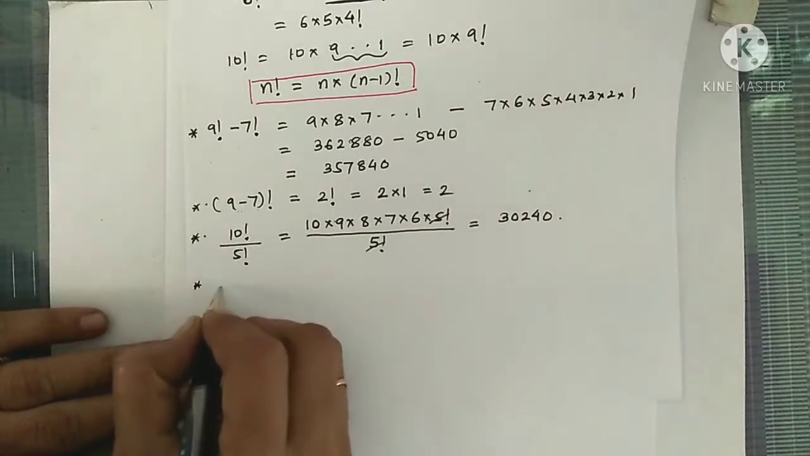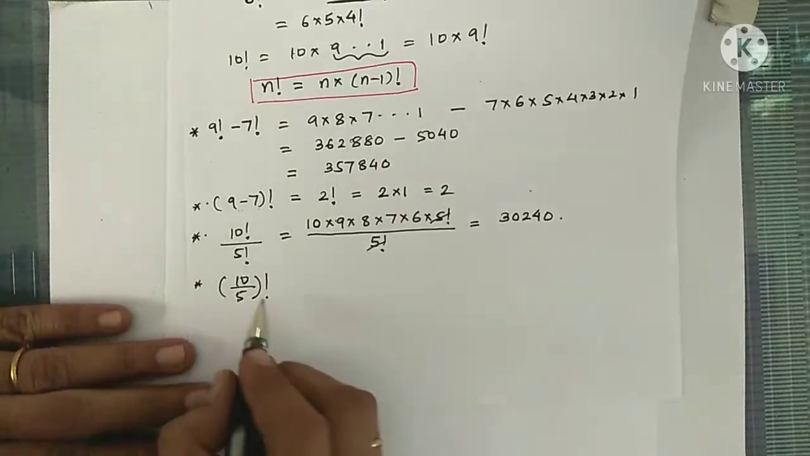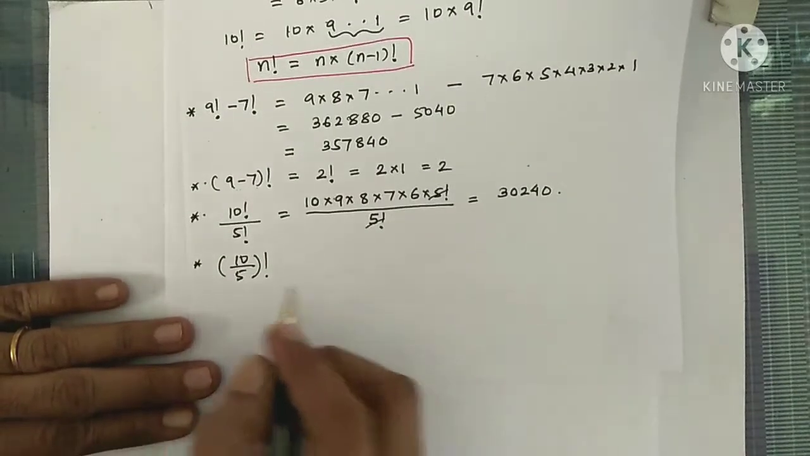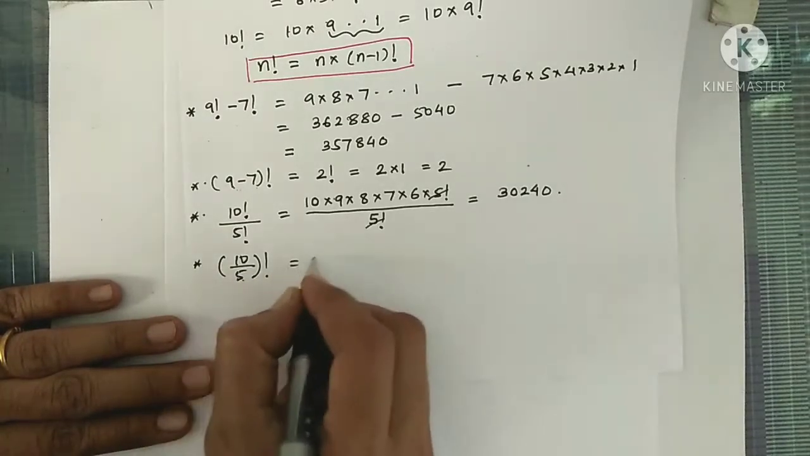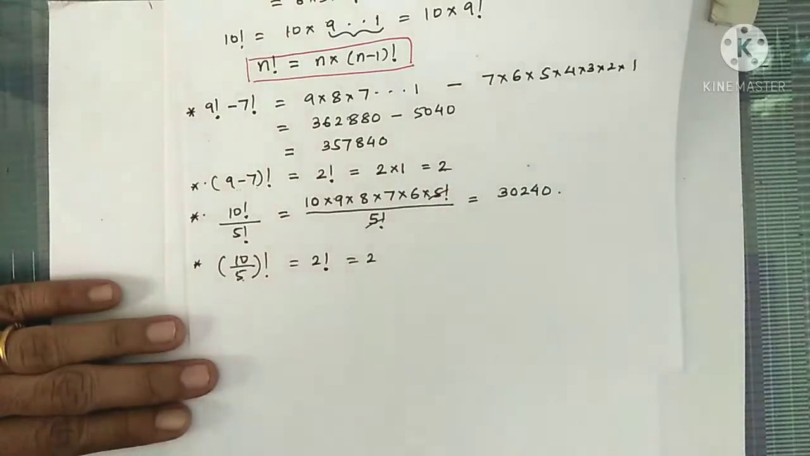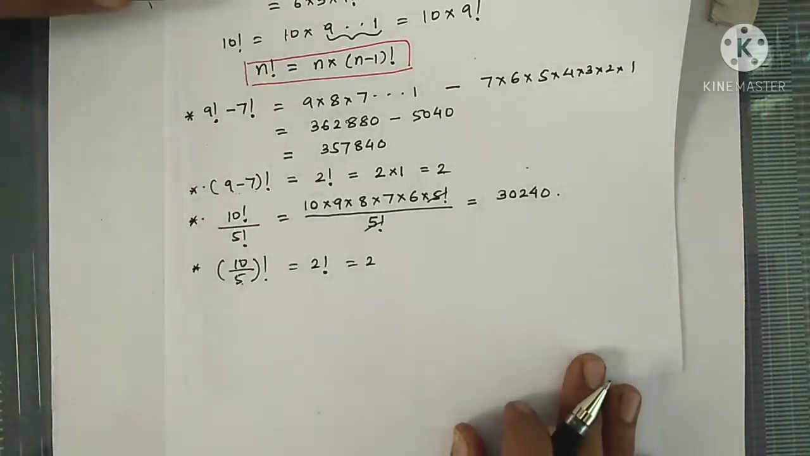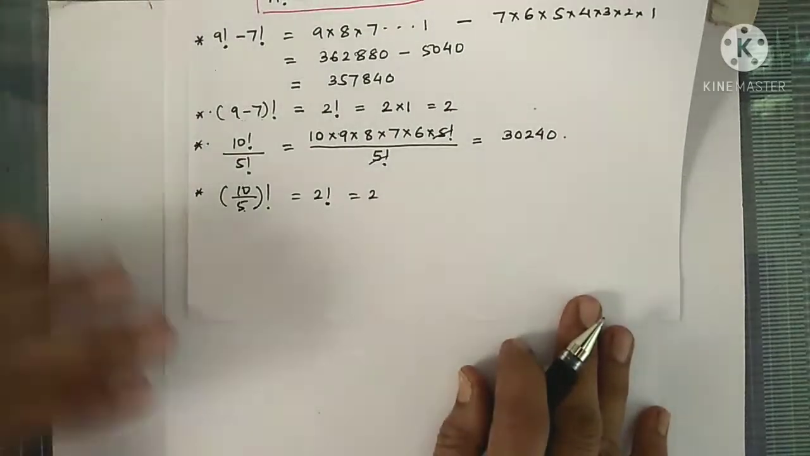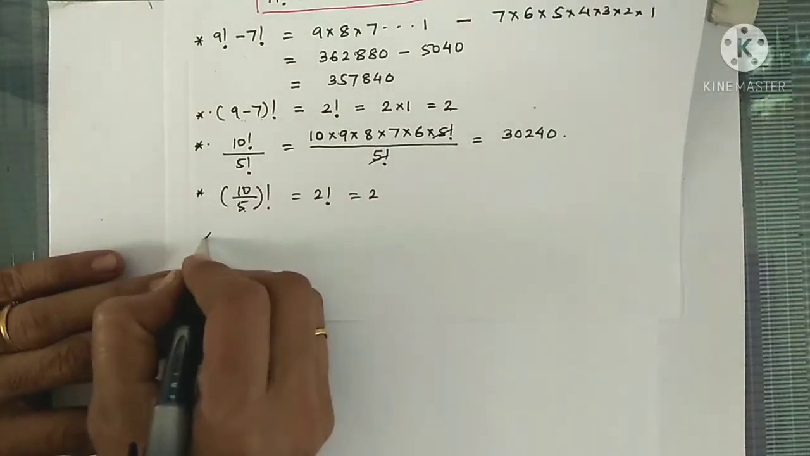And if it is (10 by 5) factorial, see now, I have put a bracket here. That means what? First of all, we have to find out the quotient. The quotient is 2 factorial. We have already calculated it. The value is 2. So 2 factorial is 2. So the bracket makes the difference. So we have to check whether the bracket is there or not. Okay. So let's solve one more example.